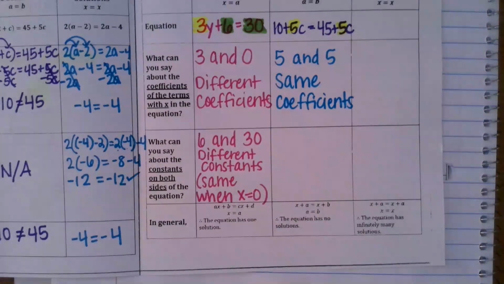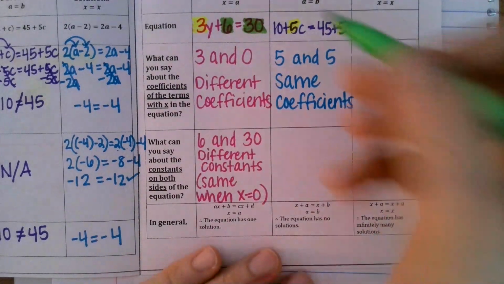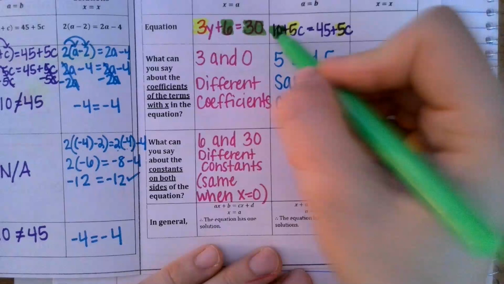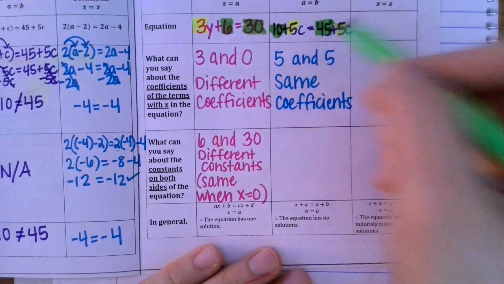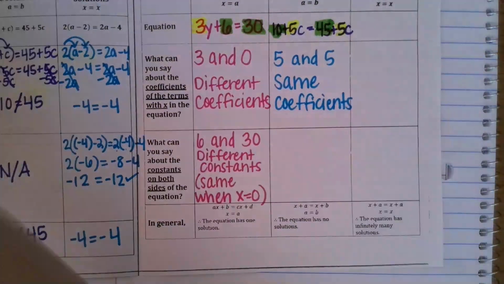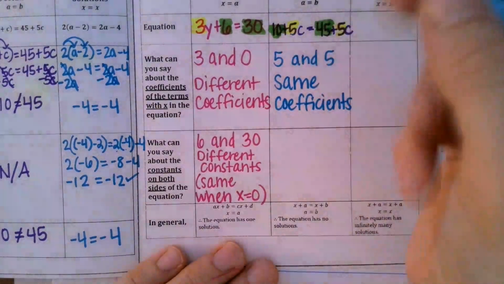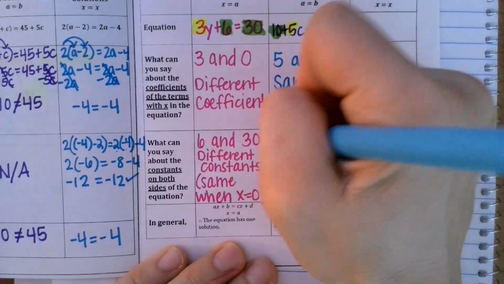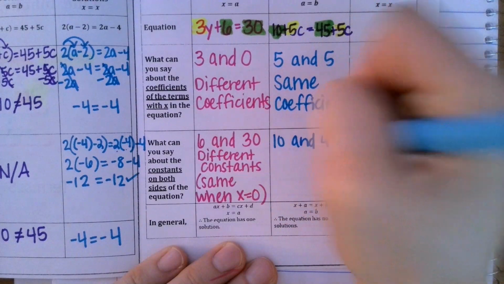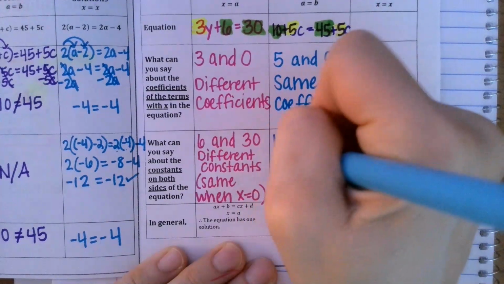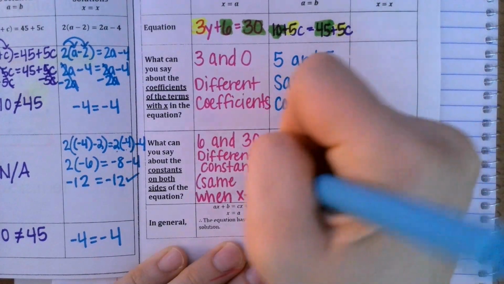What's the constant on the left side? And what's the constant on the right? 45, so those are different. 10 and 45 different constants.